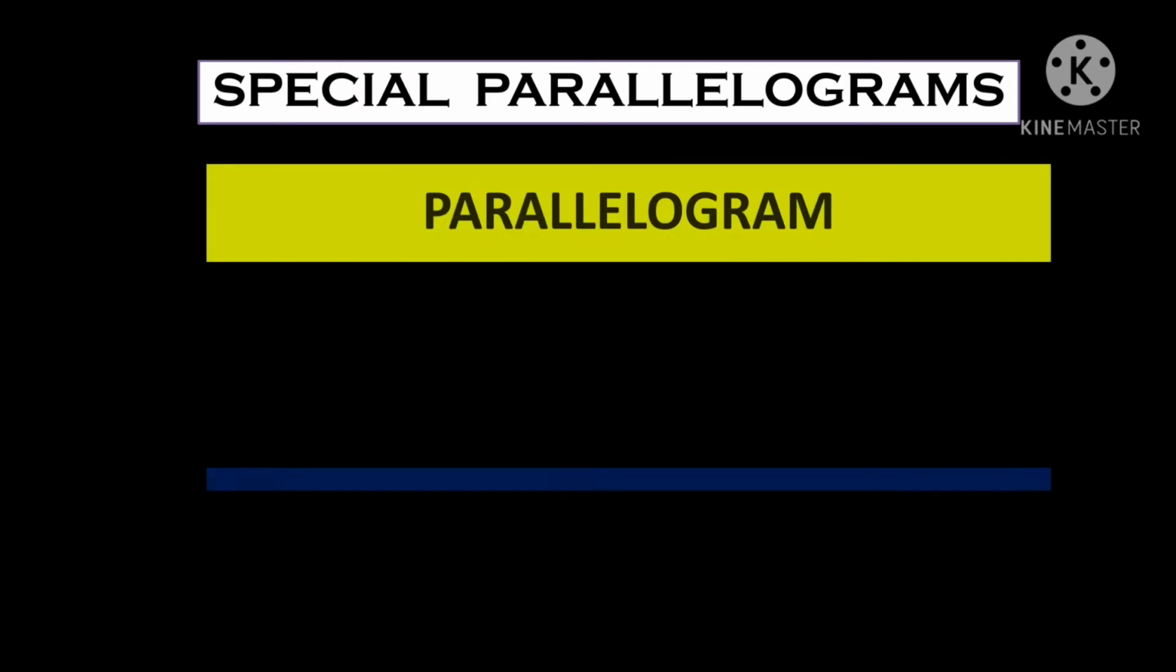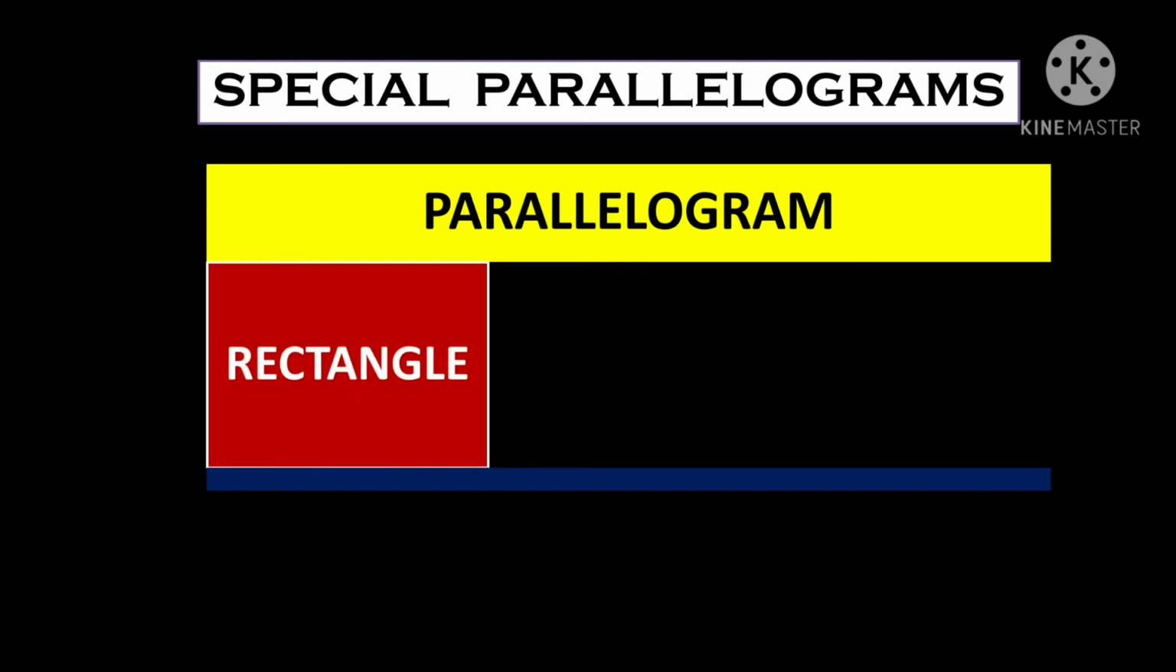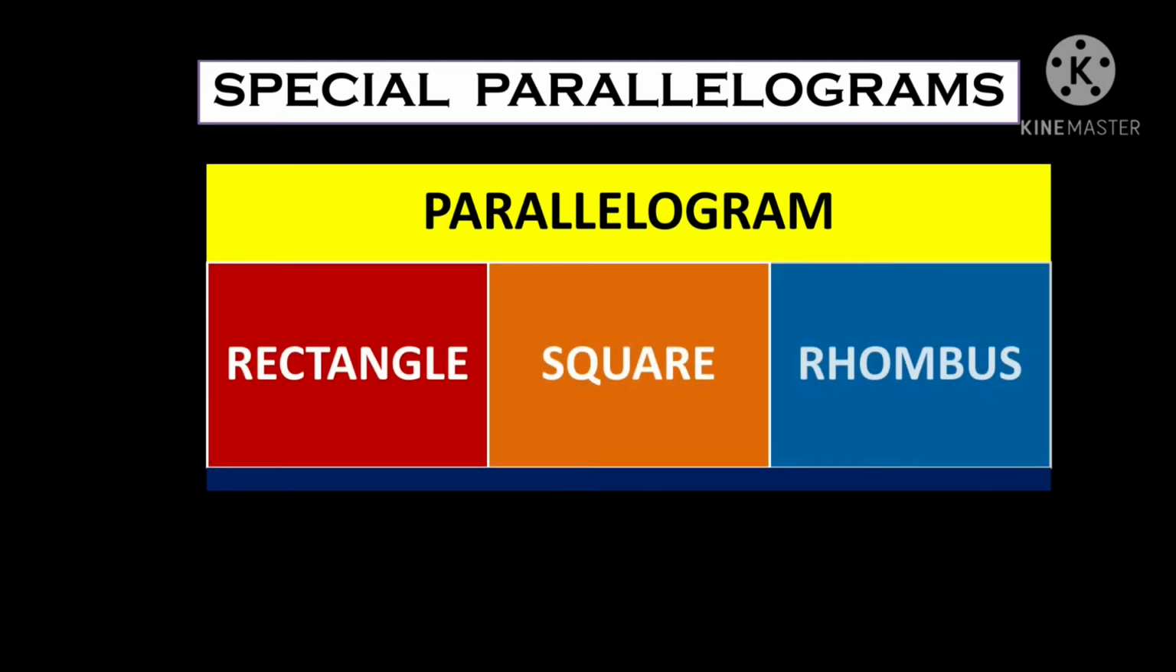Next, like special quadrilaterals, we have some special parallelograms also. Let's see the rectangle, square and rhombus. These are the three special parallelograms. All three come under parallelograms but with some special properties. That's why they are called special parallelograms.